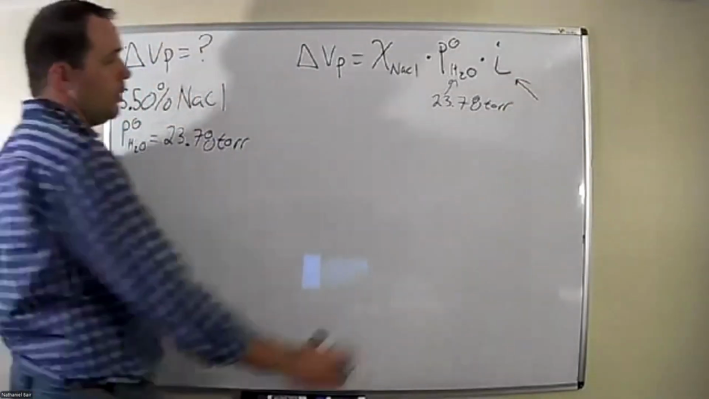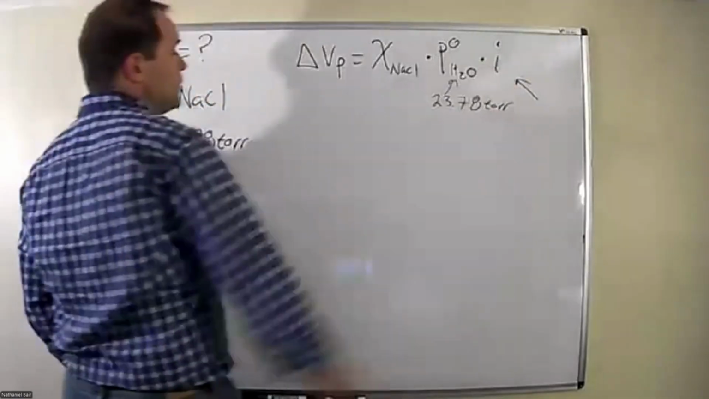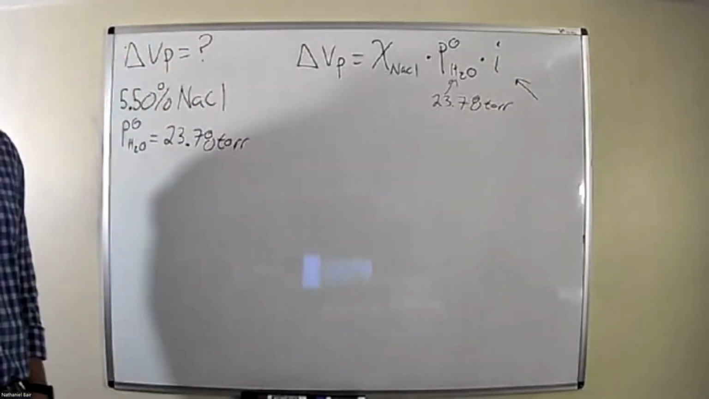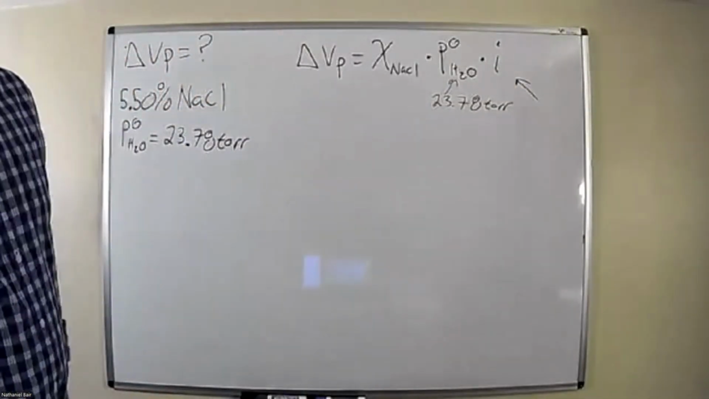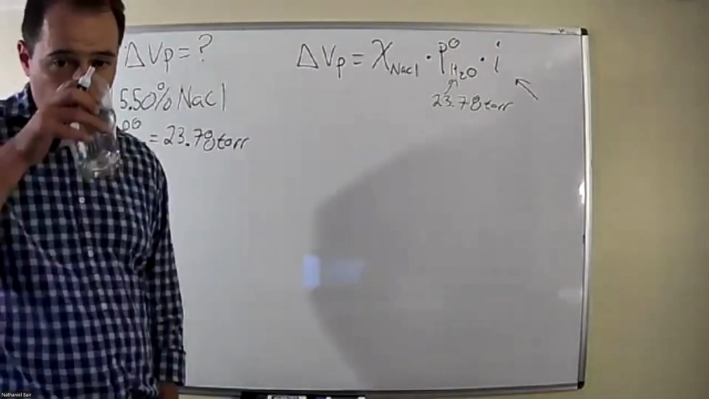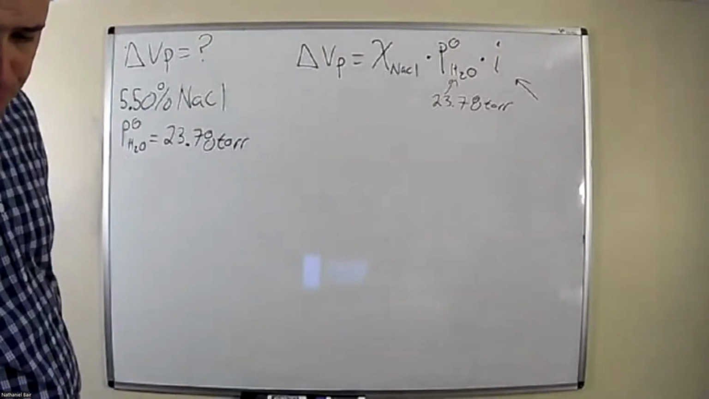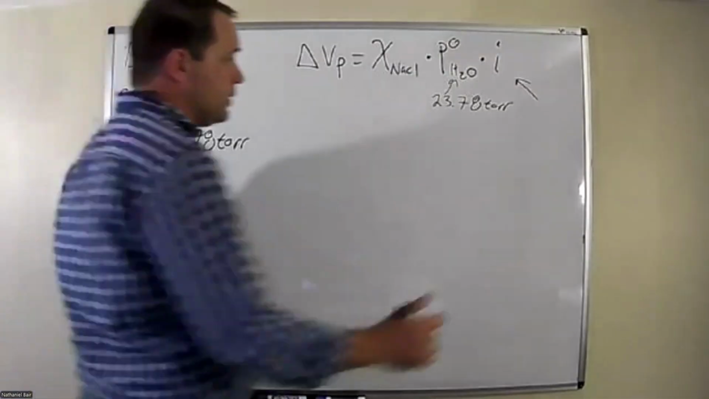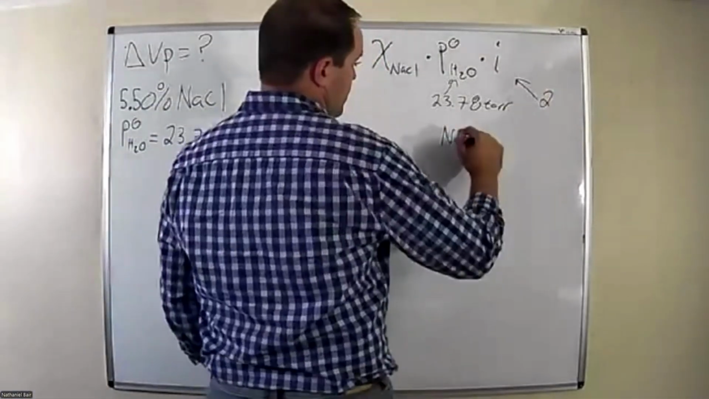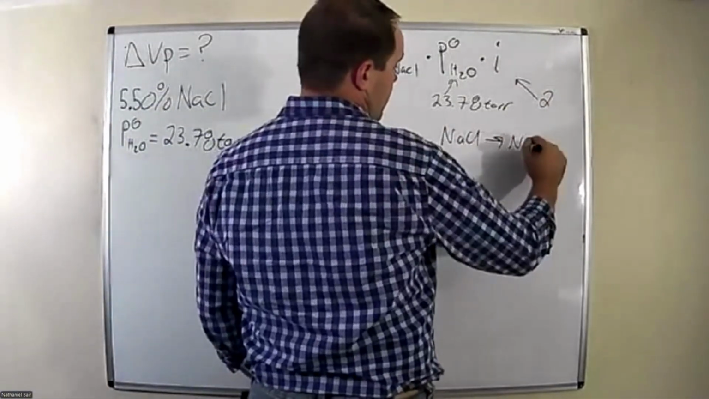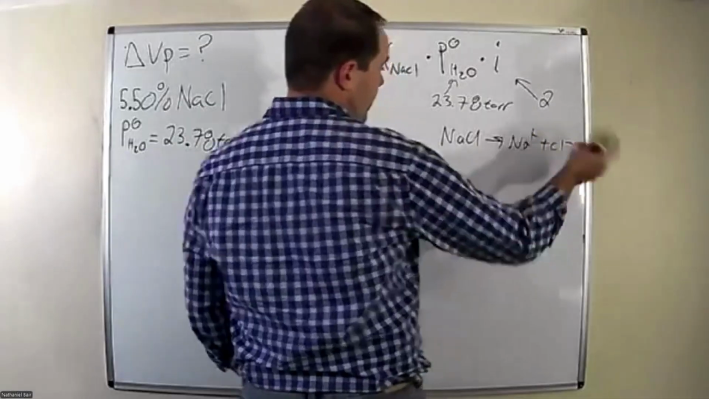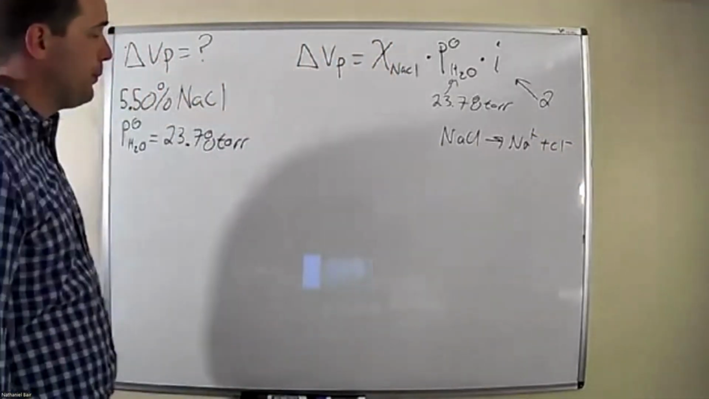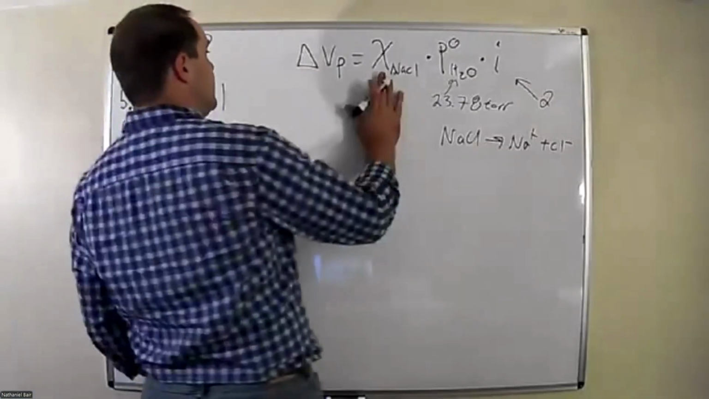And you guys should be able to give me that van 't Hoff correction factor. Why don't you think about the van 't Hoff correction factor there for a second? What's going to be the van 't Hoff correction factor of sodium chloride? Think about that. Hopefully you're saying it's 2, right? Because when sodium chloride dissociates, you get one sodium cation and one chloride anion. Van 't Hoff correction factor 2. So all we need is the mole fraction.